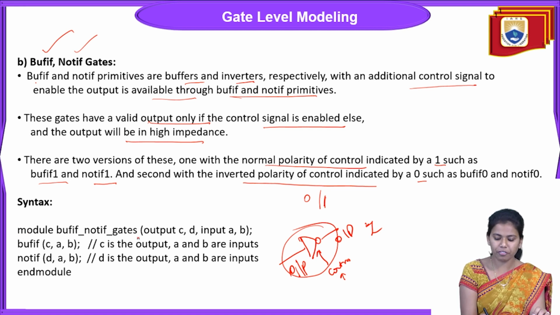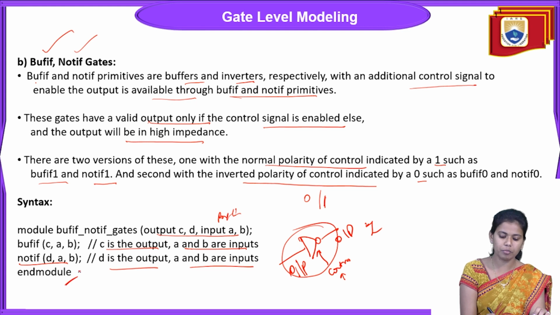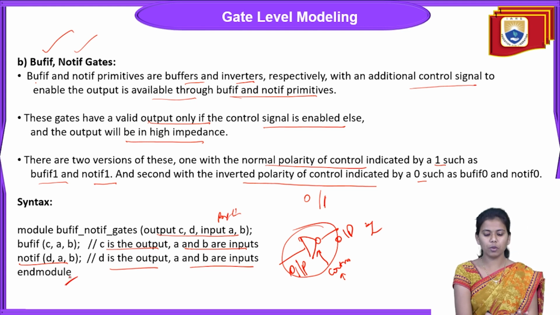Module BuffIfNotIf gates, this is the port list. BuffIf E, A, B: C is the output, A and B are the inputs. And NotIf D, A, B: D is the output, A and B are the inputs. And I am ending with the endmodule keyword.